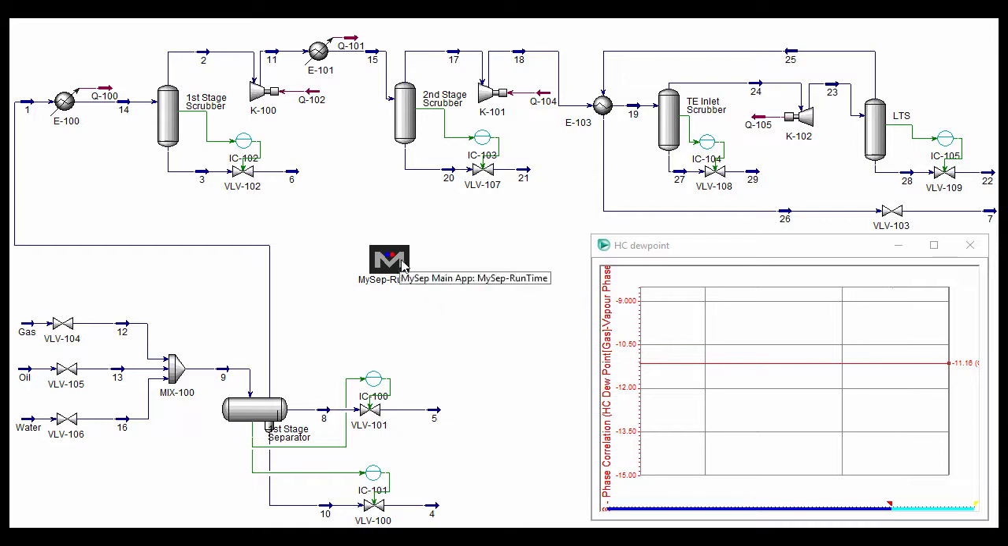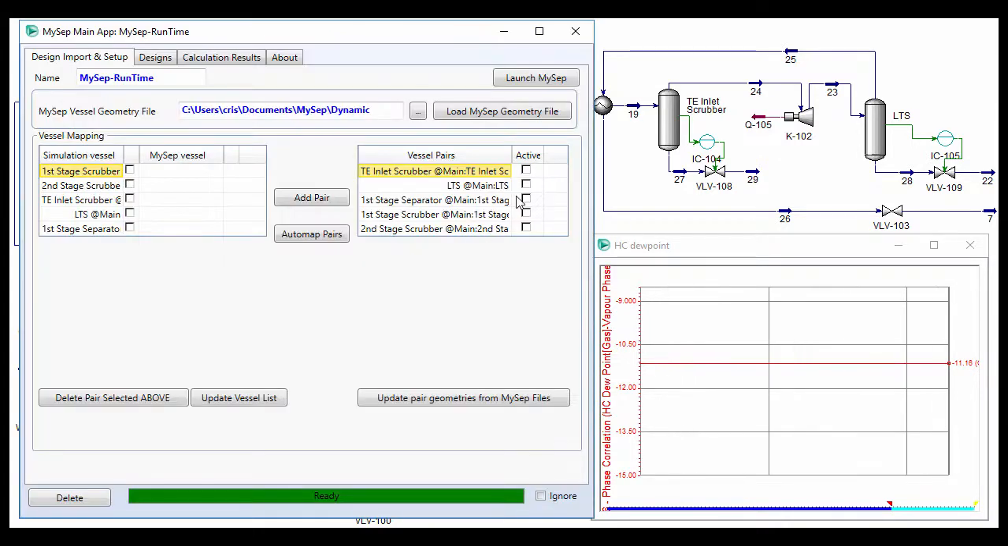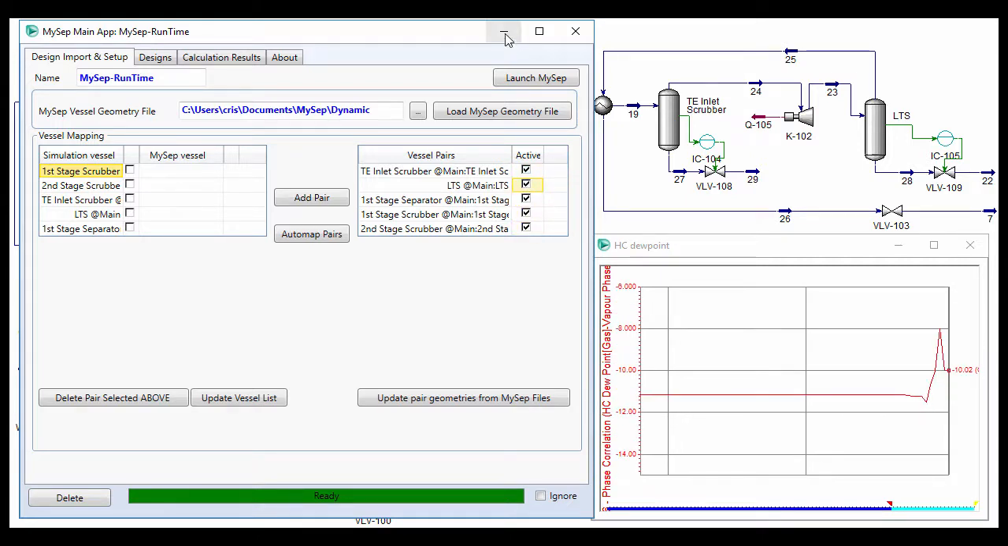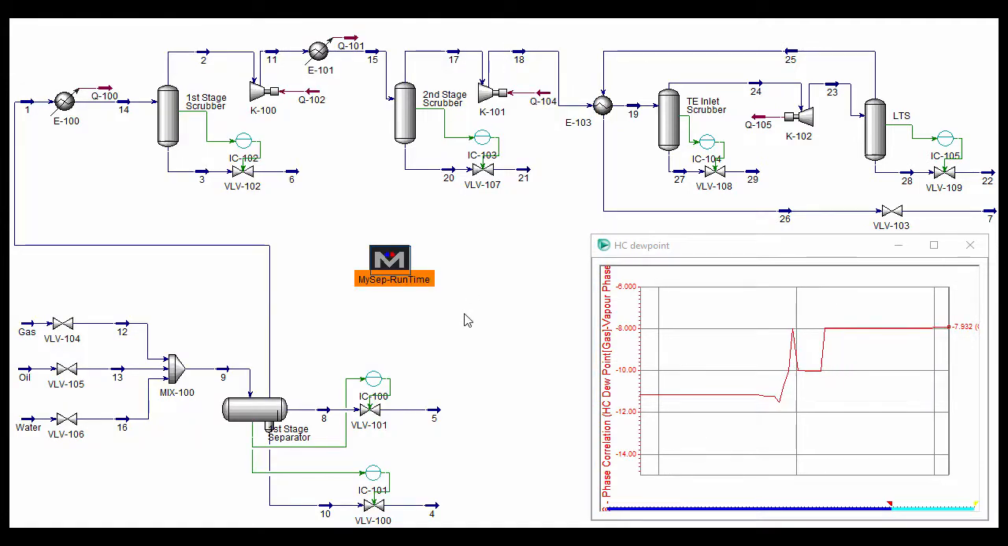Now we activate the MySep-RunTime and the actual performance and carryover from the vessels is taken into account in the simulation. The dew point increases to about -8 degrees Celsius, which does not meet specification. So, if the engineer uses MySep-RunTime, he can see and address this dew point issue at design time. Without it, the issue is not visible at design time, but will become apparent upon startup of the facility.